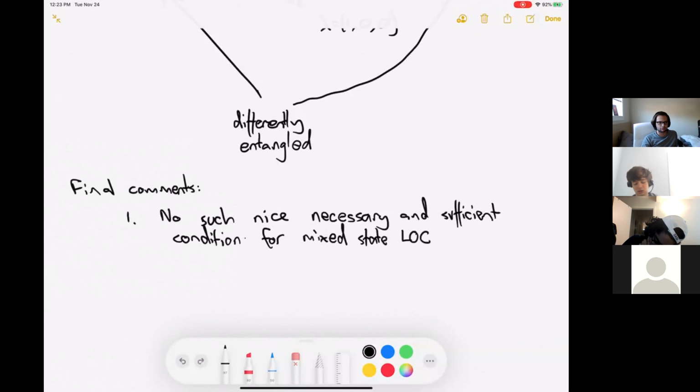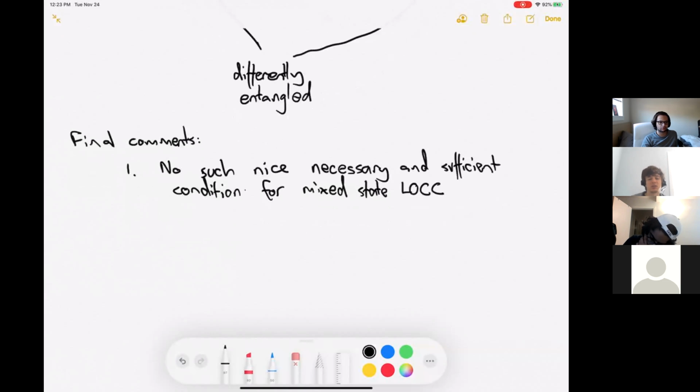Really is, LOCC, LOCS. This really is special to pure bipartite states. Just nice enough to have this work. You don't even have a nice Schmidt decomposition for mixed states or anything like that.